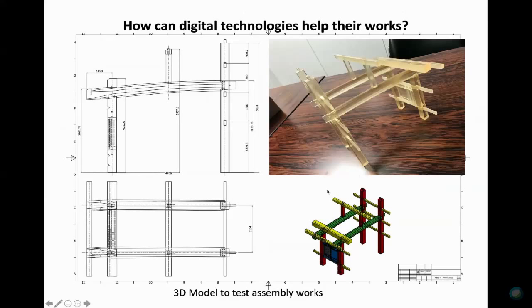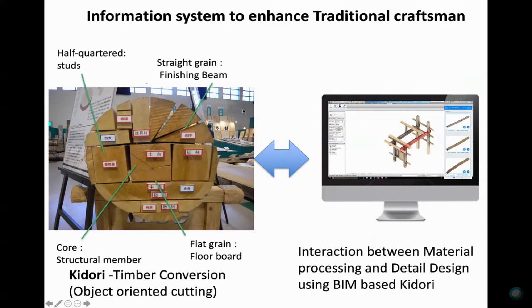We could test this with the beam, which originally took this natural log as a part of the structure. So, information systems to maintain traditional craftsmen. We try to make an interaction between the material processing and the digital design.